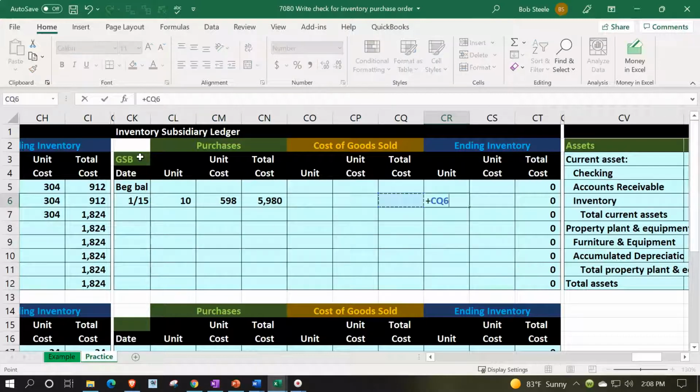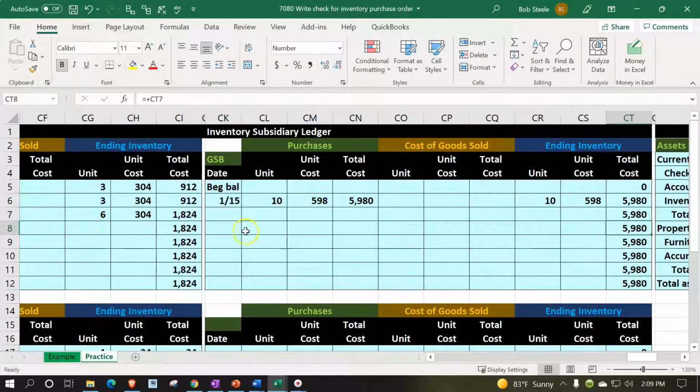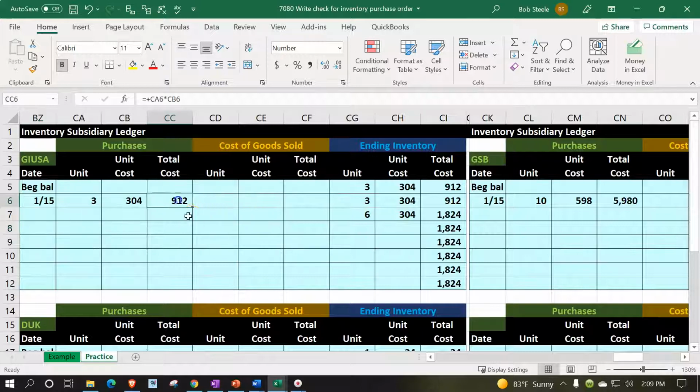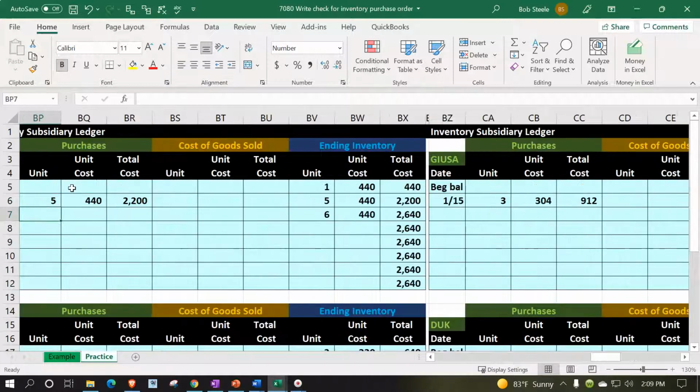Pulling that over to the ending inventory, 10. And the $5.98, 10 times $5.98. Okay, so that's what we're going to be purchasing this time. So I think that all works out. So now if I add these up, I purchased this 912 worth of guitars for the GIUSAs, and then the GSBs, holding down control, we purchased those. So now we got a total dollar amount for our journal entry of the $6,892.